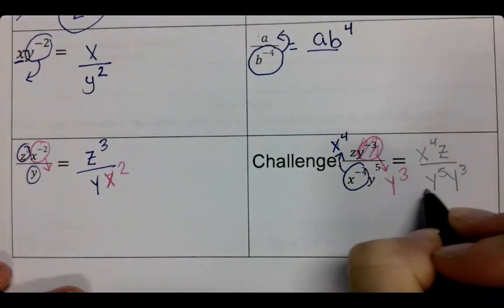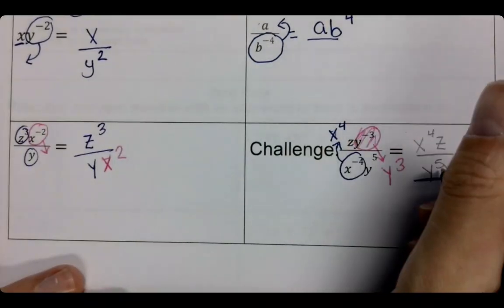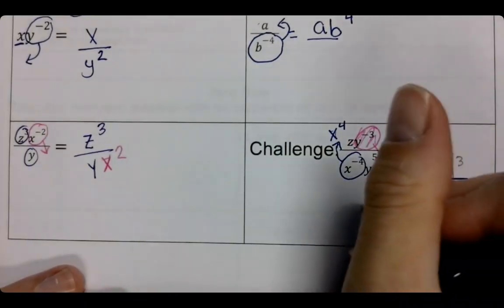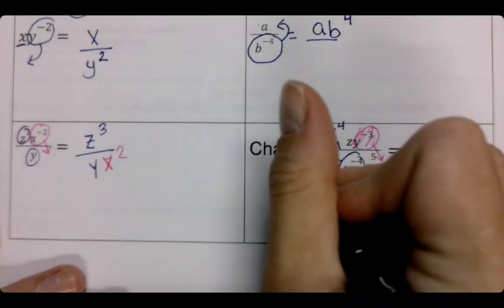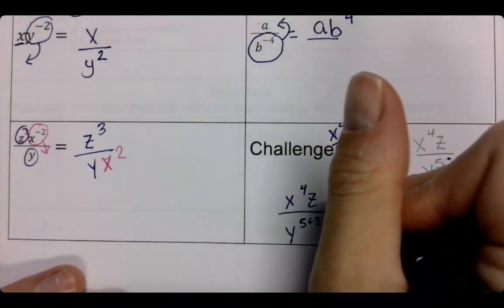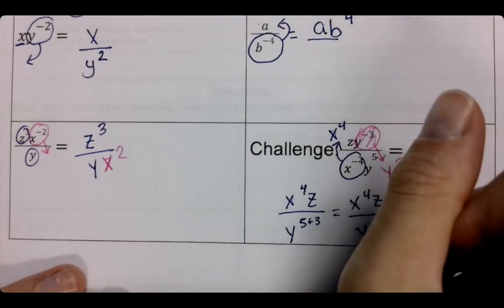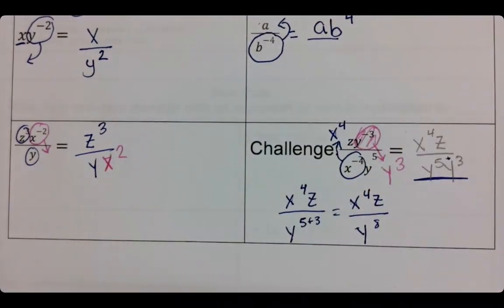But if you look, these are both y's, so we can put them together. So 5 plus 3, right? So x to the fourth, z all over y, and that's 5 plus 3, is x to the fourth, z all over y to the 8th power.